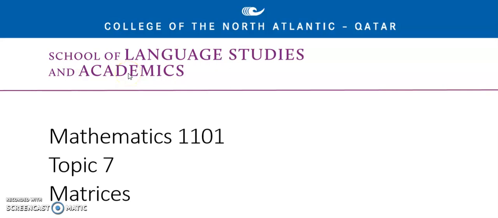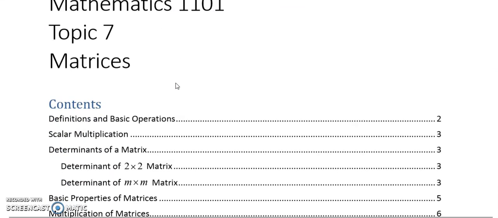Okay, welcome to topic 7. This is the last topic in the Mathematics 1101 course, and this is on matrices. A lot of what you're going to be doing in this topic depends on your calculator. Make sure you have a calculator that can do matrix calculations. The TI-84 definitely does matrix calculations, and also there's a Casio model as well that you can use for matrix calculations. You're going to be doing mostly that with your calculator.